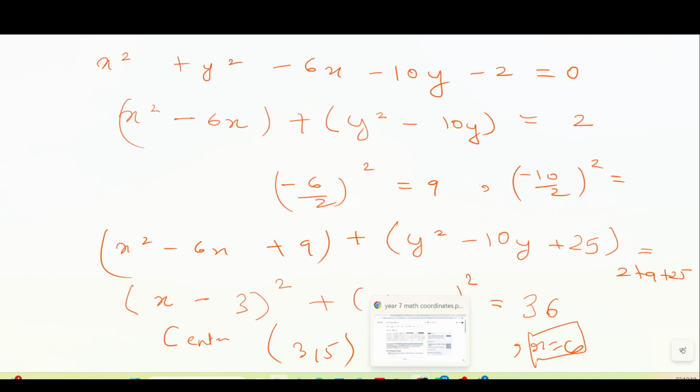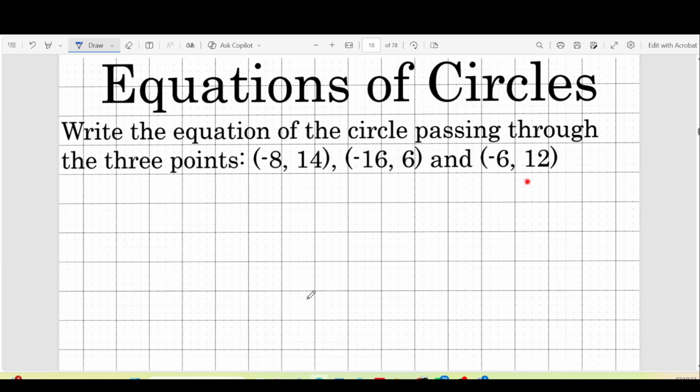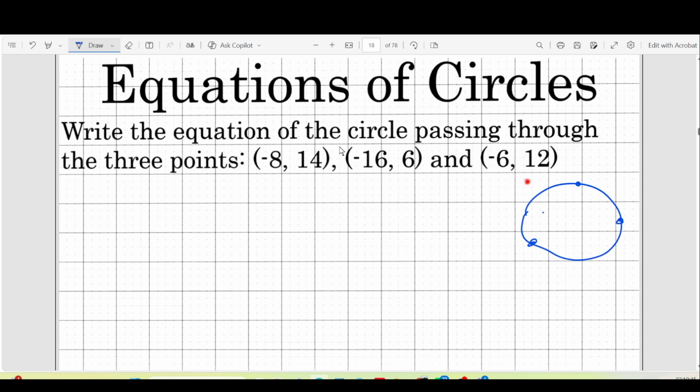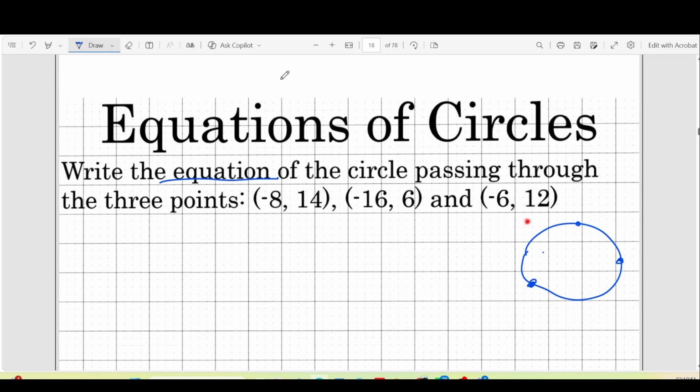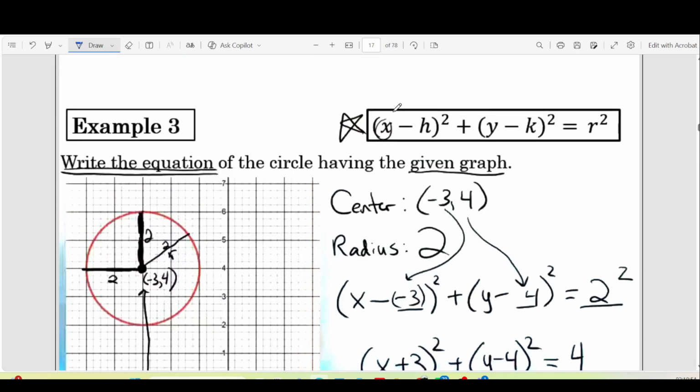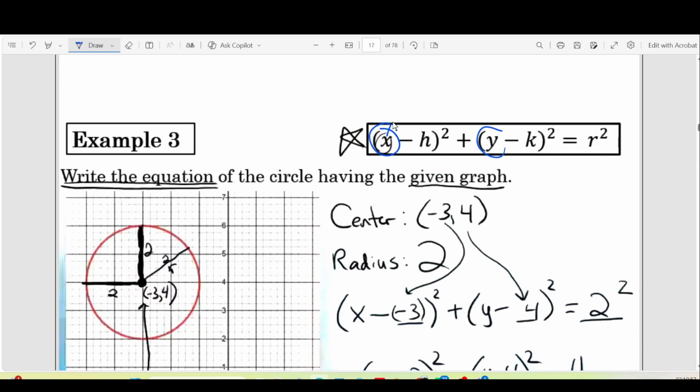Now let's see this question. So, let's say we don't have center or radius and we just have some points which are passing through the circle circumference, and we have to write the equation of the circle. Suppose this is the circle and these 3 points are on the circumference. The equation of circle is this, we know, and here x and y are the points which are passing through the circle.